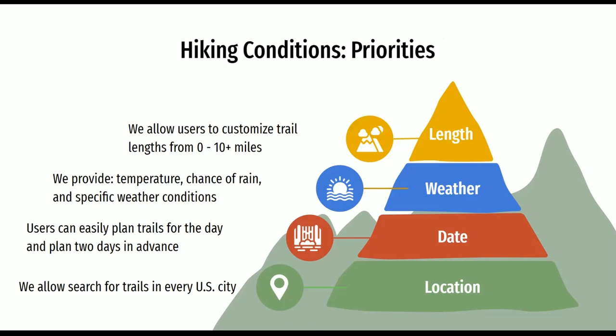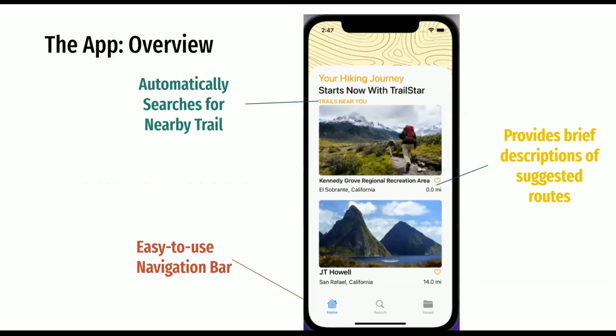Right, so this is an overview of our app. The first thing you'll see when you launch it is this homepage. It immediately finds nearby trails for you to access and gets you thinking about where you might want to go. These nearby trails give you some basic data, including the area it's located in, the name of the trail, and the length of the trail.